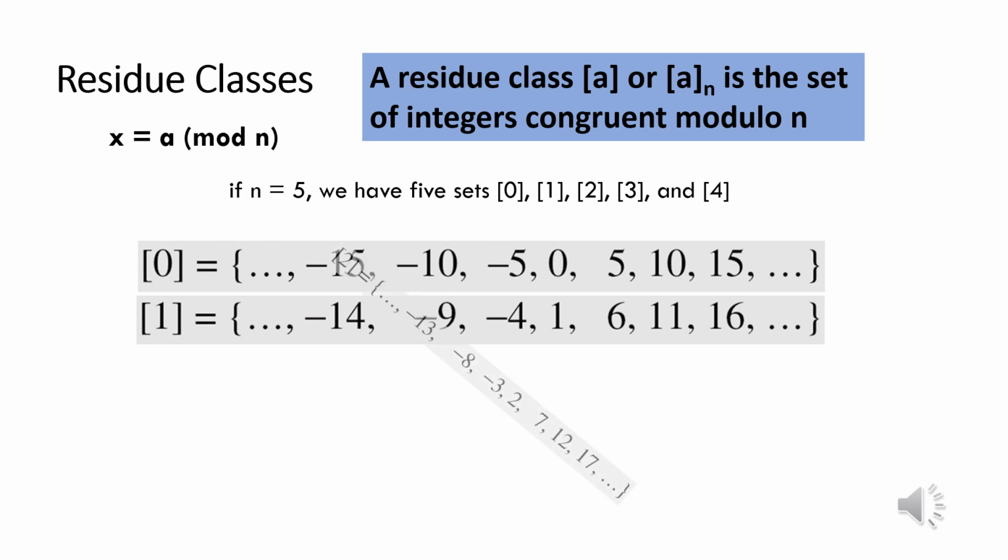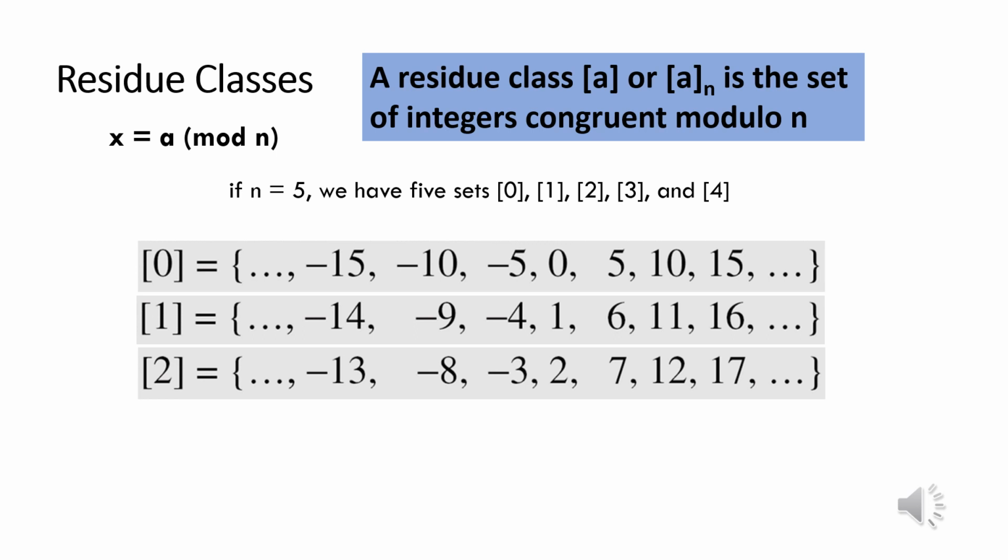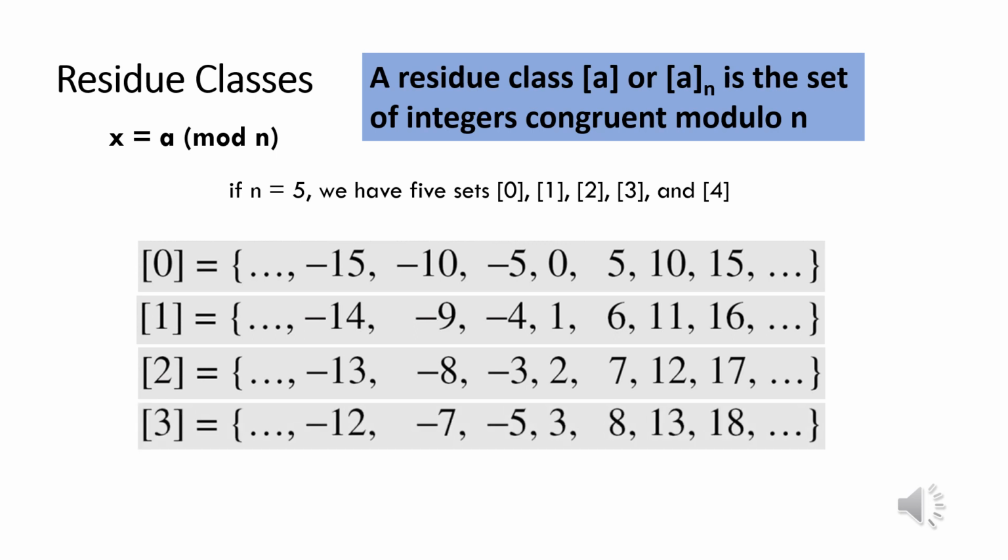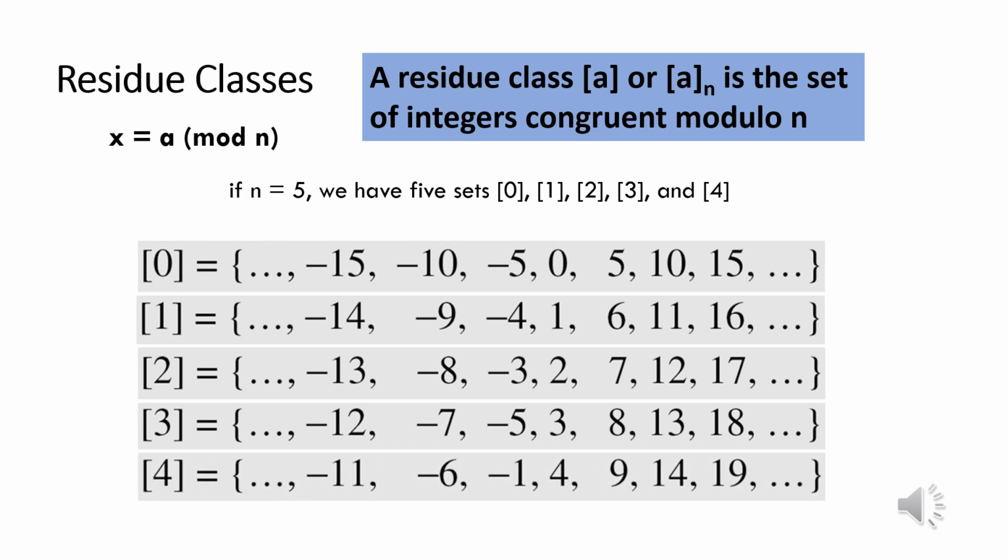In each set, there is one element called the least non-negative residue. In the set [0], this element is 0, in the set [1], this element is 1, and so on. The set of all of these least residues is what we have shown as Z5 equals {0, 1, 2, 3, 4}. In other words, the set Zn is the set of all least residues modulo n.